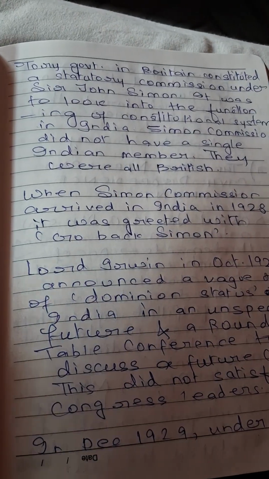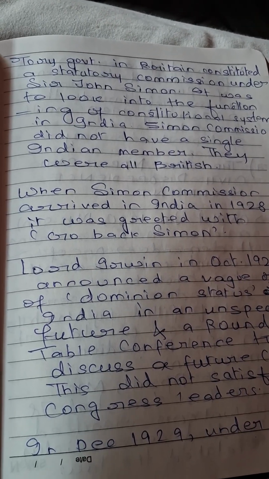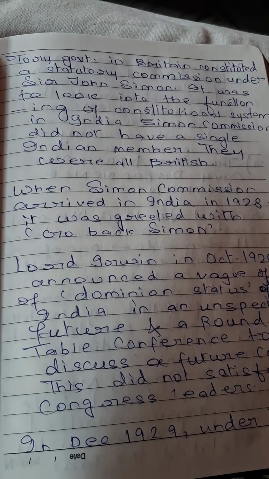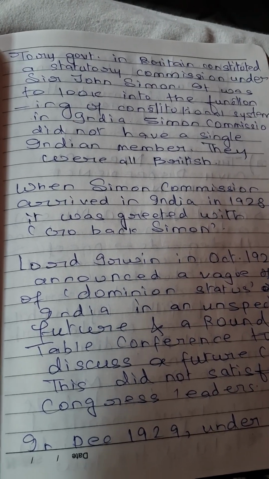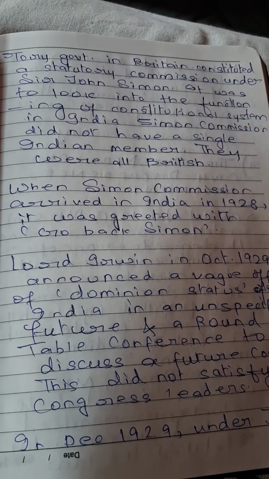The Tory government in Britain constituted a statutory commission under Sir John Simon. It was to look into the functioning of the constitutional system in India. The Simon Commission did not have a single Indian member; they were all British. When the Simon Commission arrived in India in 1928, it was greeted with "Go back, Simon."